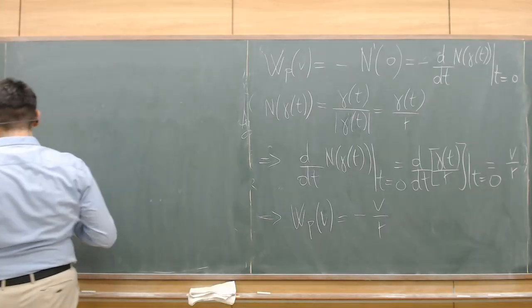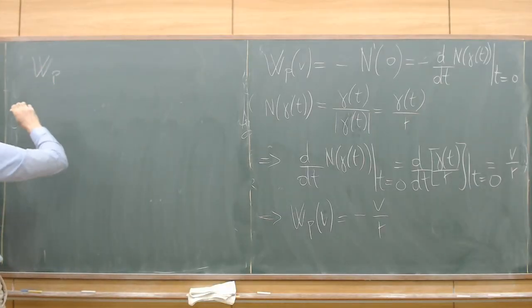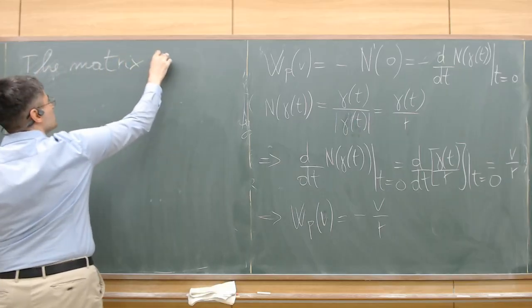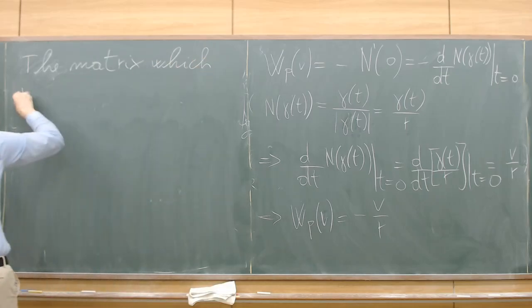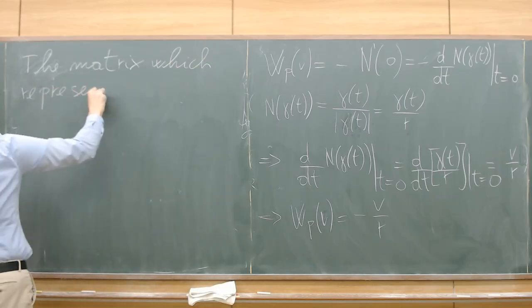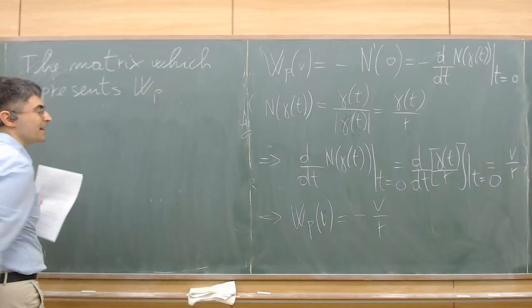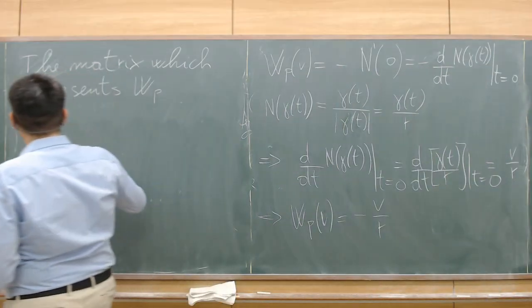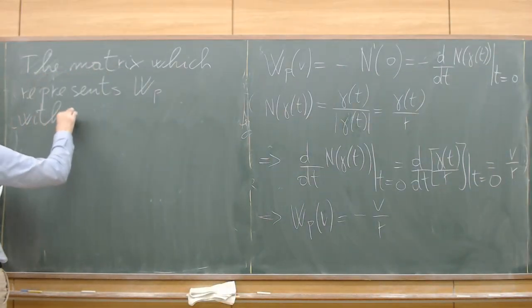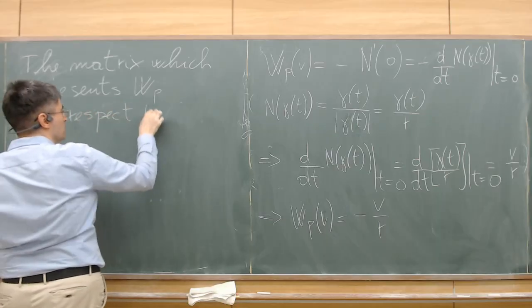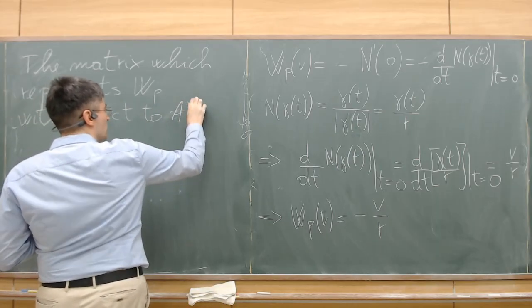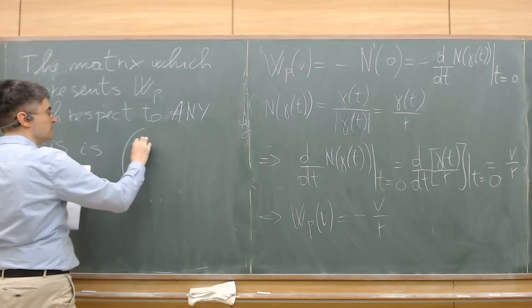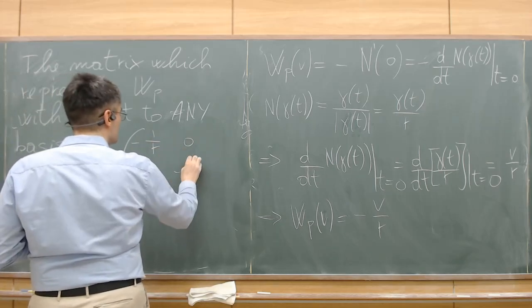So WP, the matrix which represents WP with respect to any basis is given by minus 1 over r, 0, 0, minus 1 over r.